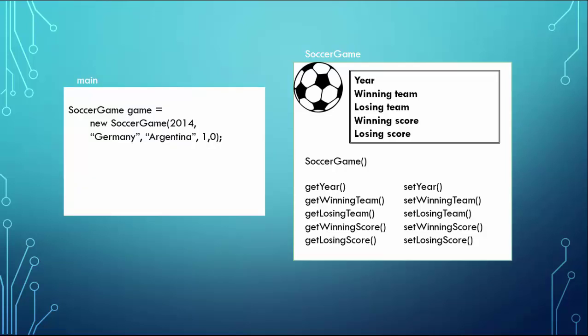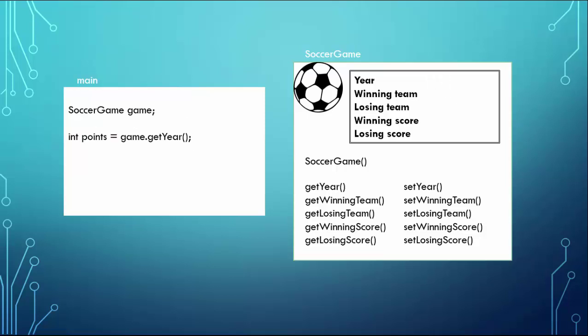In our main method, we're creating a new soccer game. And whenever we create a new soccer game, that's really saying call the constructor. So our constructor is going to get called. It's going to get passed this information here. So it will go to the soccer game constructor. The soccer game constructor will take that information and store it in our fields. Now we've got a specific soccer game. Instead of talking about soccer games in general, we're actually talking about one particular game.